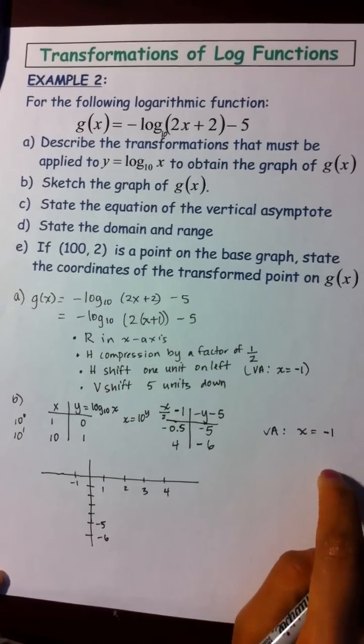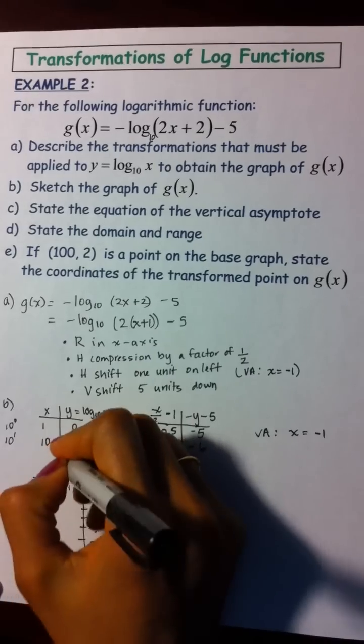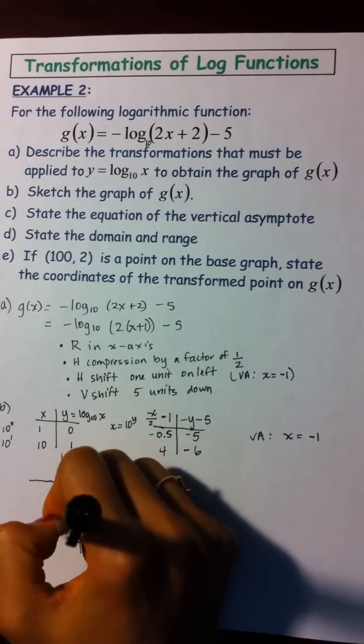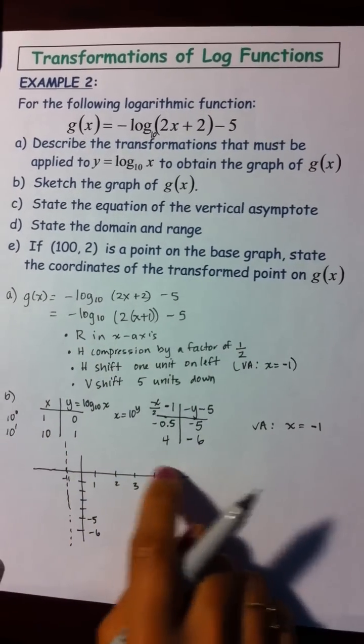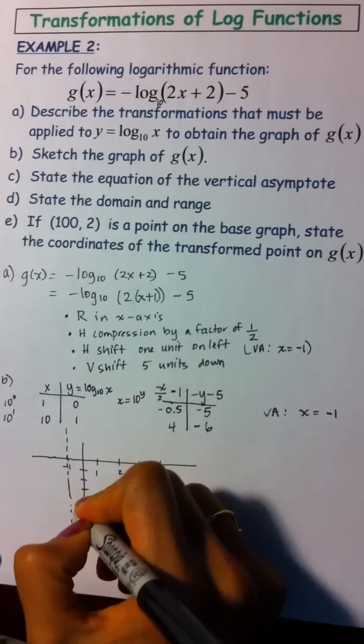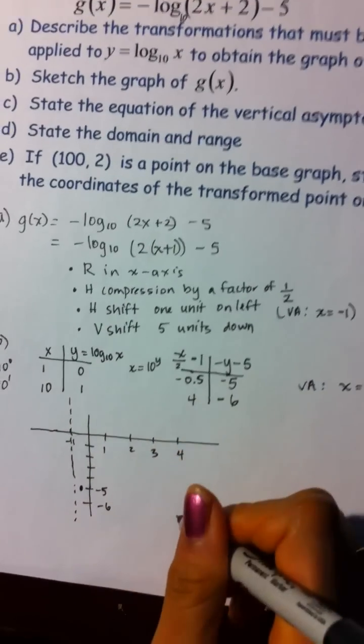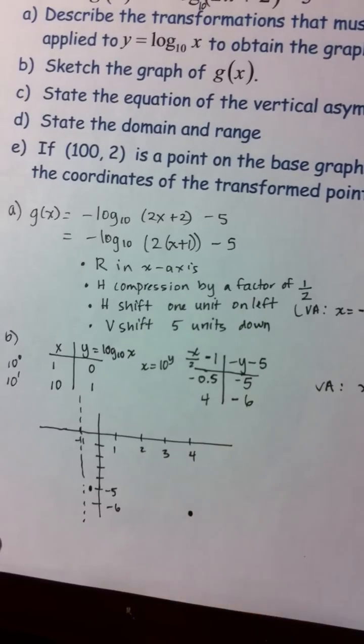I'm going to start off with writing down what my vertical asymptote is, which is x equals negative 1. So that's my vertical asymptote. I'm just graphing my key points, negative 0.5 and negative 5. So negative 0.5 and negative 5 will be right there. And I have 4 and negative 6. So 4 and negative 6 right there.